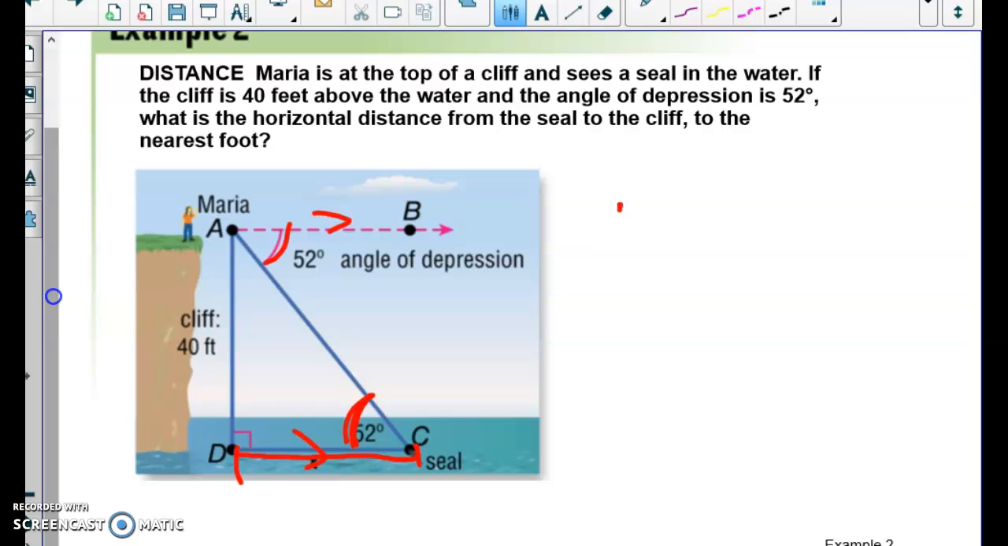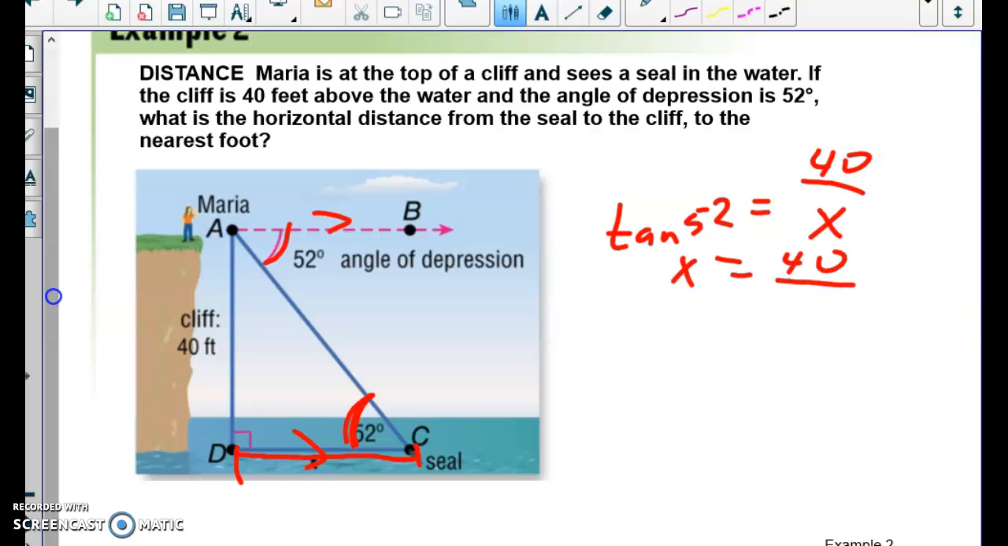So I'm going to say the tangent of 52, not 50, 52, is equal to the opposite over the adjacent. And again, solving this, I end up with 40 divided by the tangent of 52, which gives me this horizontal distance from the seal is 31 feet to the nearest foot.